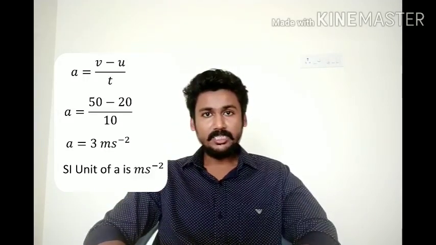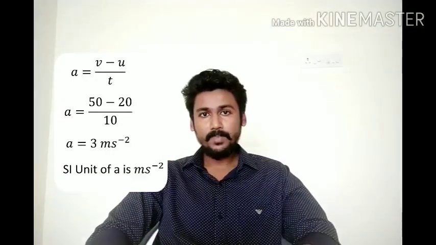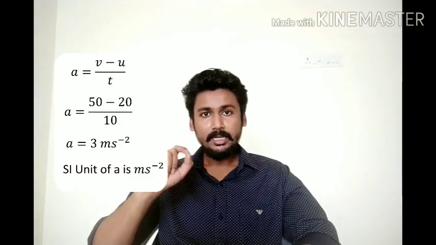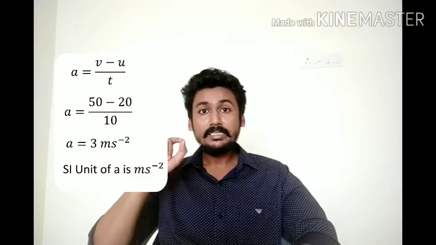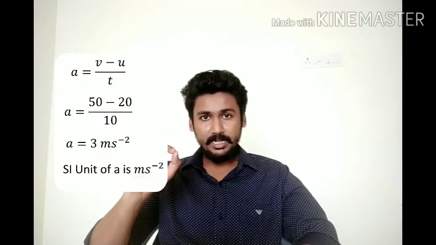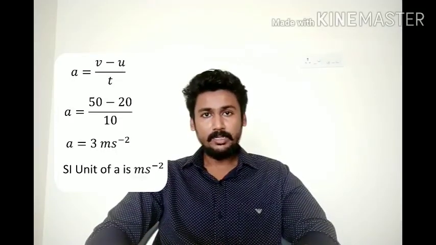So this is the acceleration. Our velocity is changing by 3 meter per second in 1 second. And so we say the SI unit of acceleration is meter per second square. Remember, the SI unit of acceleration is meter per second square. And this is the formula. Acceleration tells you at what rate your velocity is changing, how fast our velocity is changing. That quantity we call acceleration.